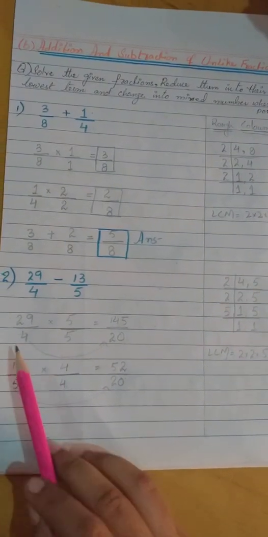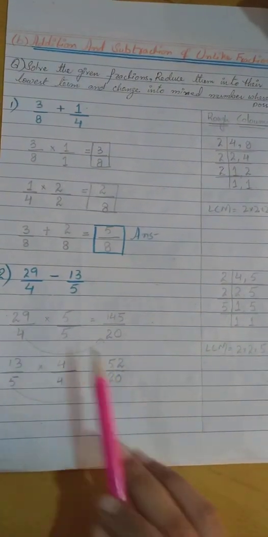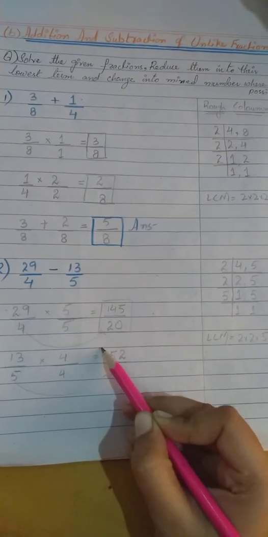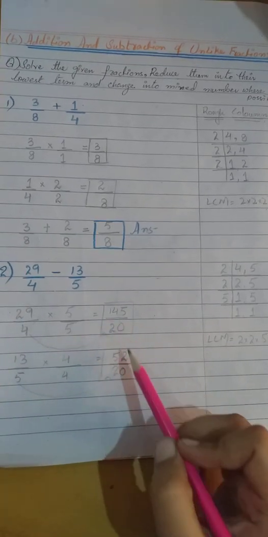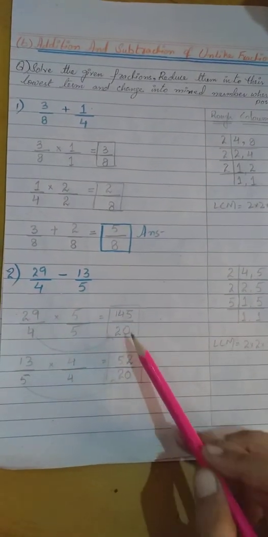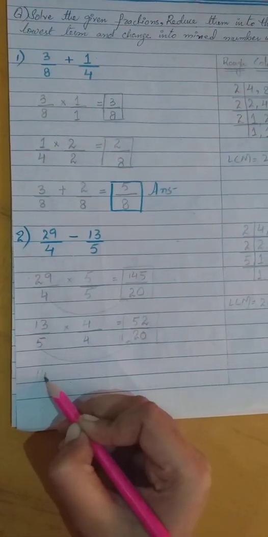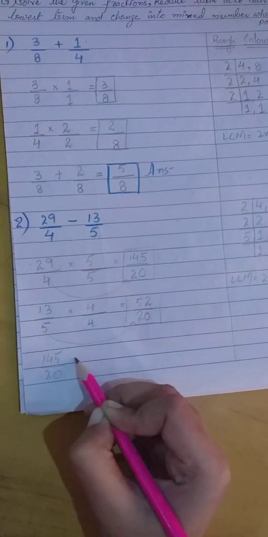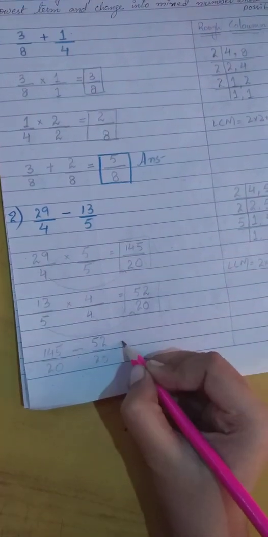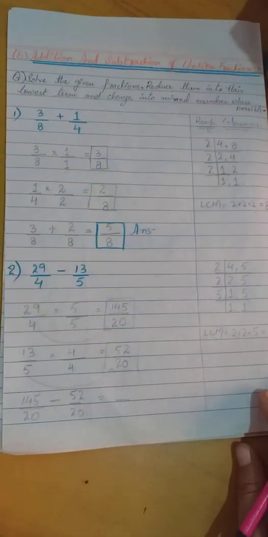And here you can see we have made both the denominators 4 and 5 equal to the denominator 20, and of course when we change the denominator, the numerator will also change. Now these are the new equivalent fractions. We will not take the old two fractions for subtraction. We will now take these two new fractions which we have. Okay, 145 upon 20 minus 52 upon 20. Now you can see we have made the denominators equal, that is 20 and 20.